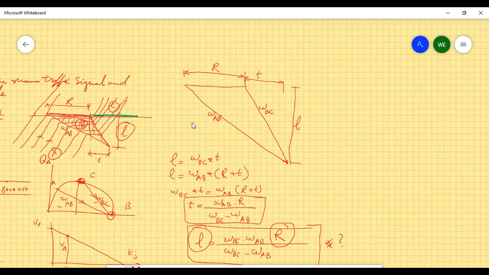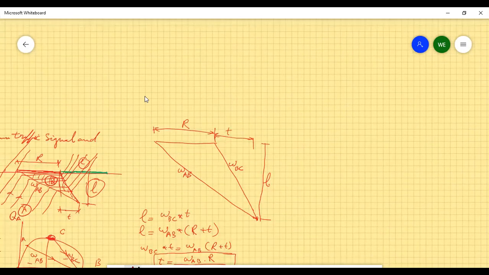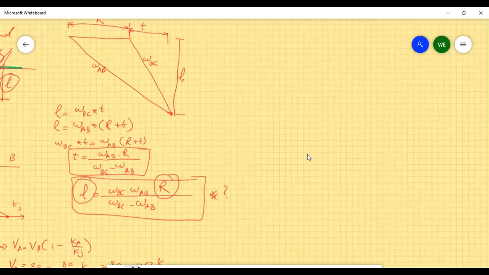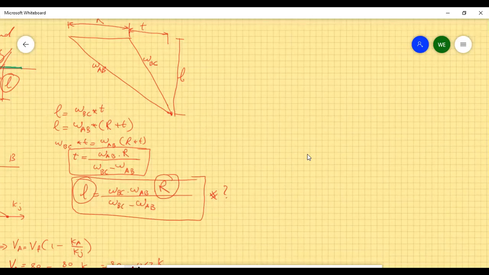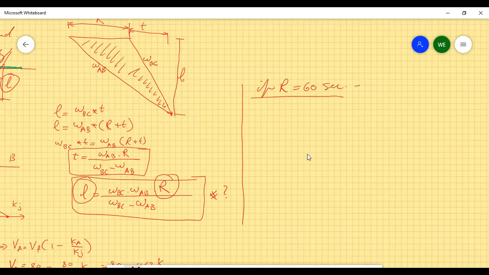Okay, let's calculate if we say that we have a red time. Now we want to calculate the stop delay, the average or the total stop delay. In this case how much will it be? It will be the area of this triangle, guys. Okay, let's just do this for the time being. If R equal 60 seconds, L equal how much? Okay, so let's do this.